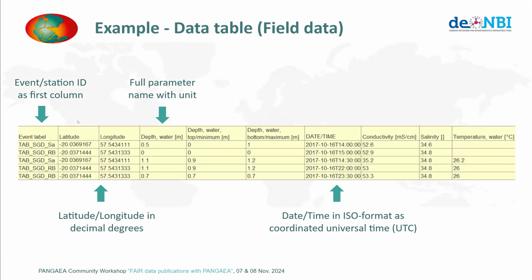So now I would finally show you 2 examples of how the data table should look. This is a quite common example for field data. At first you have the event and station ID as the first column. Then you add the information about the coordinates, so latitude, longitude, in decimal degrees. Then you have the third dimension, here depth, water. And also please make sure you always add the full parameter name with the unit, because some abbreviations may be clear to you, but not clear to us what it means. Then you add the date time in ISO format as coordinated universal time, and then finally the data afterwards.